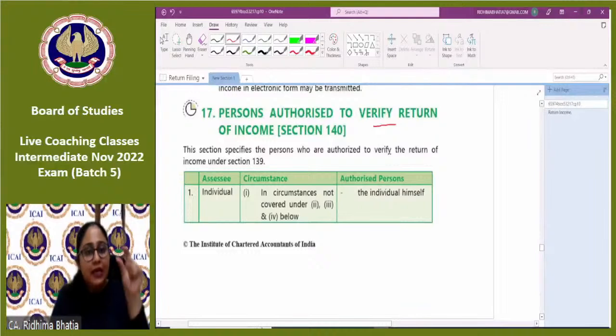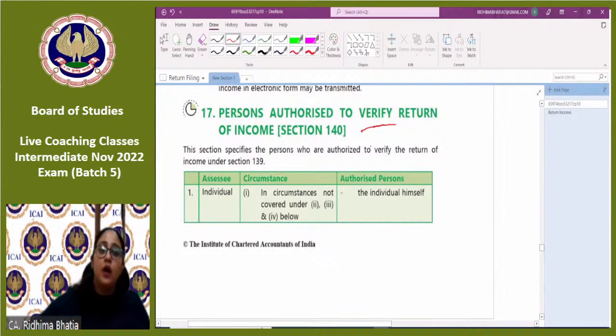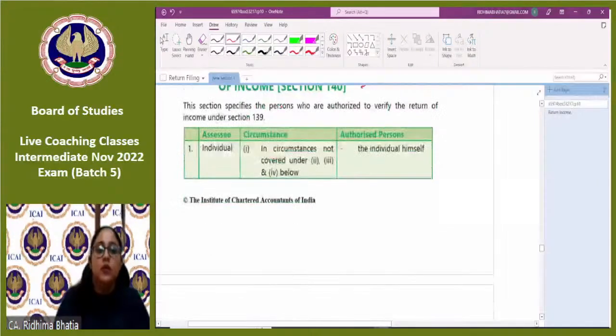At the end there is a declaration sort of thing: I Ridhima Bhatia have filed the particulars of the return of income of so and so in individual capacity. All the particulars are correct, with place and date. You have to verify the return. So verification is that you are giving a declaration that whatever return of income I'm filing, that is right. So who will verify the return? Obviously, the individual who is filing the return, he himself will verify the return. So when I'm filing my return, I will verify my return.